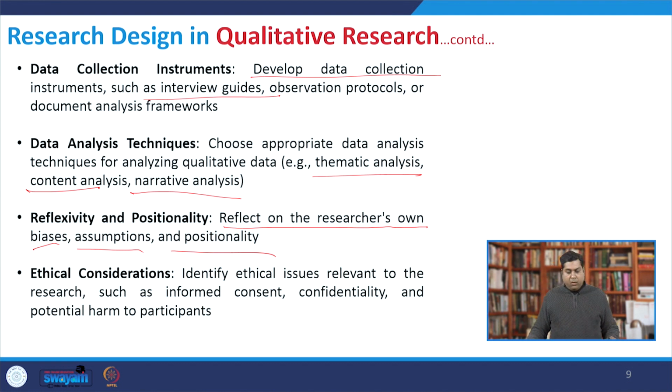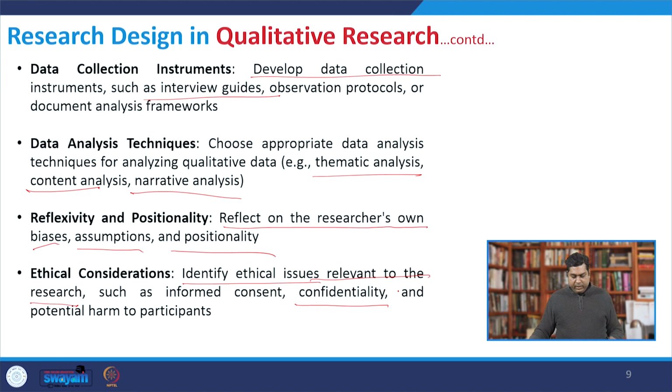So if at all we are going to apply qualitative research, we have to be open-ended, and then we should not introduce certain biases in that. Ethical considerations: in this case we definitely have to identify the ethical issues relevant to the research, such as informed consent that we need to take whenever we are taking someone's view. So first you need to get the consent.